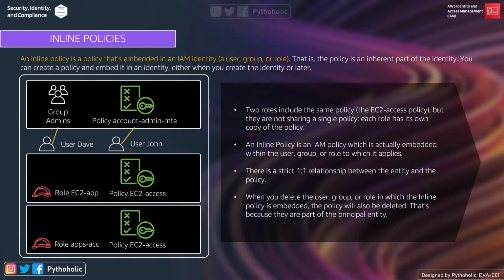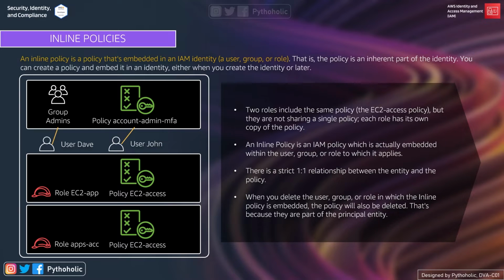So just like I told you, there are 2 types of policies. There are managed policies and inline policies. So next is inline policies. These also serve a particular use case. Let's read this. An inline policy is a policy that's embedded in an IAM identity. So what is the identity? It could be a user, group, or role. And the policy that we have here, the inline policies, are an inherent part of the identity. And you can create a policy and embed it in an identity either when you create the identity or even later. I know it's hard to understand, but let me explain this.